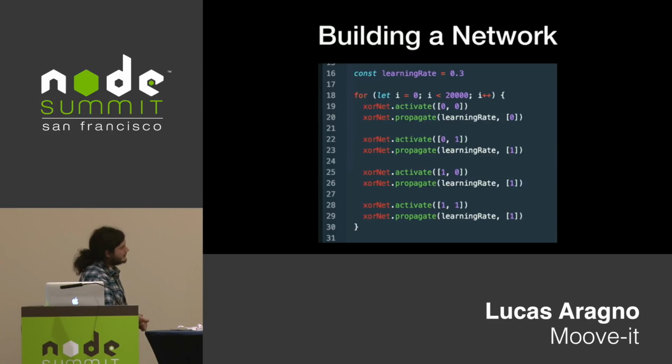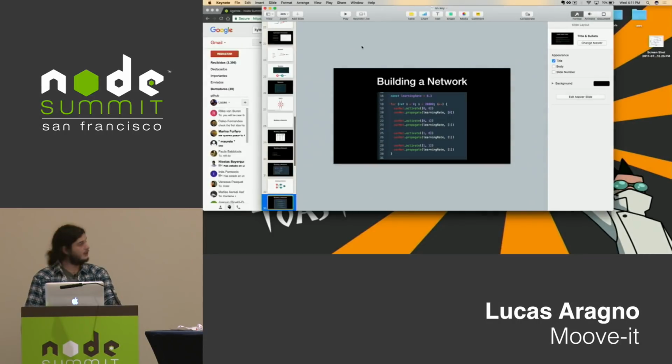Well, again, we have a training session of 20,000 iterations. And we say, OK, every time that we activate our network with 0 and 0, I'm expecting a 0. 0 and 1, I'm expecting a 1, and so forth. And that will loop 20,000 times.